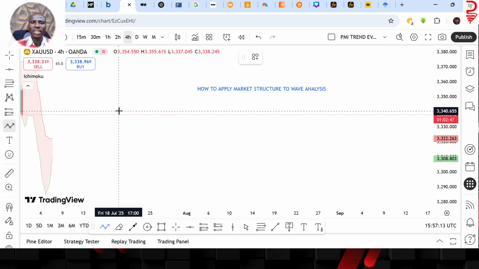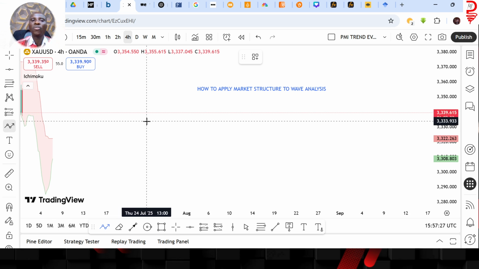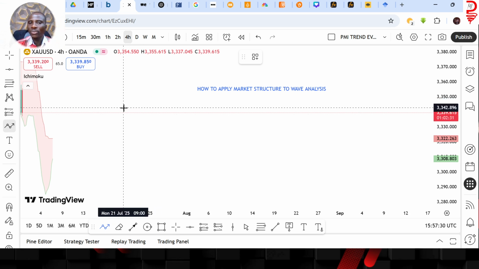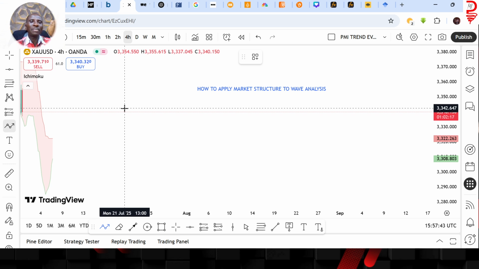So very quickly, in discussing market structure, there is a particular term that we call character. It's very important that you understand what we mean by character. Character means the movement of the price action, in terms of, after a movement that looks like an impulse, what is the movement that follows that impulse is what we call correction. Now, immediately another impulse wave follows that particular corrective wave, it is forming a character.